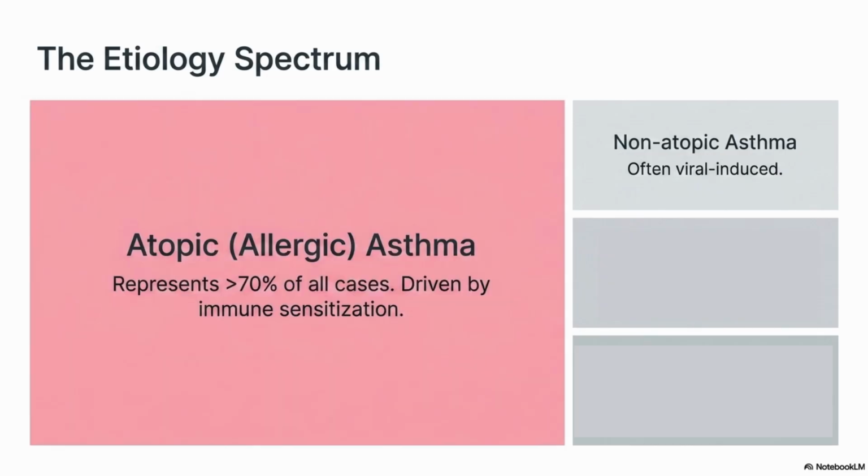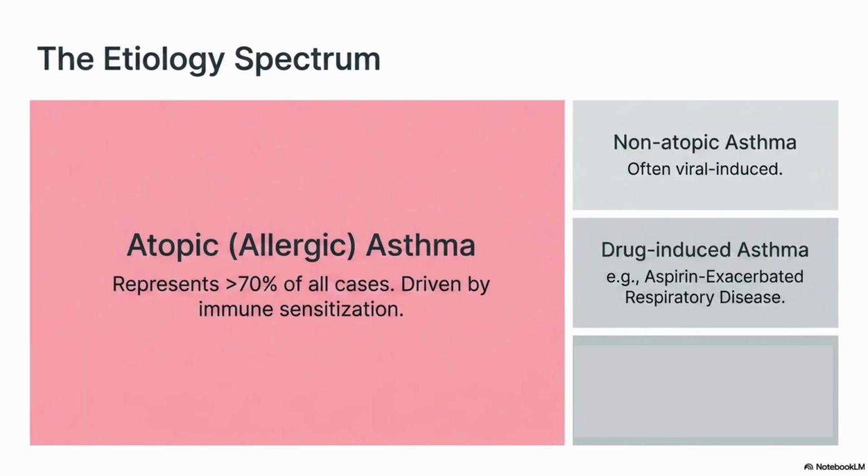Asthma is not a single disease, it has multiple triggers. Let's review the etiology spectrum. First, we have non-atopic asthma, which is often viral induced and not linked to typical allergies. Second is atopic or allergic asthma. This represents more than 70% of all cases and is driven entirely by immune sensitization. This is the primary focus of today's lecture.